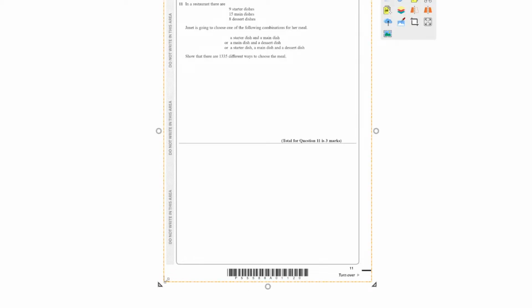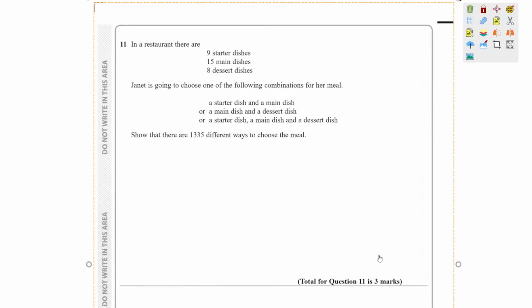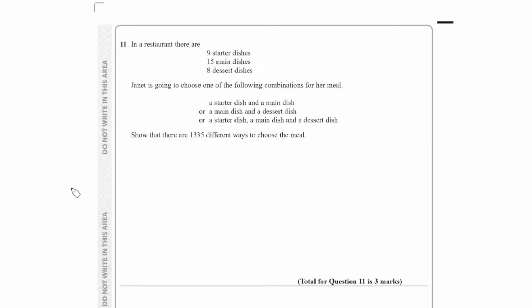Now, this one, I think you've already had in paper 2, so I'll just go through it really quick. Question 11. In a restaurant, there are 9 starter dishes, 15 main dishes, 8 dessert dishes. Janet is going to choose one of the following combinations for her meal: a starter and a main, or a main and a dessert, or a starter, main, and a dessert. Show that there are 1,335 different ways to choose the meal.